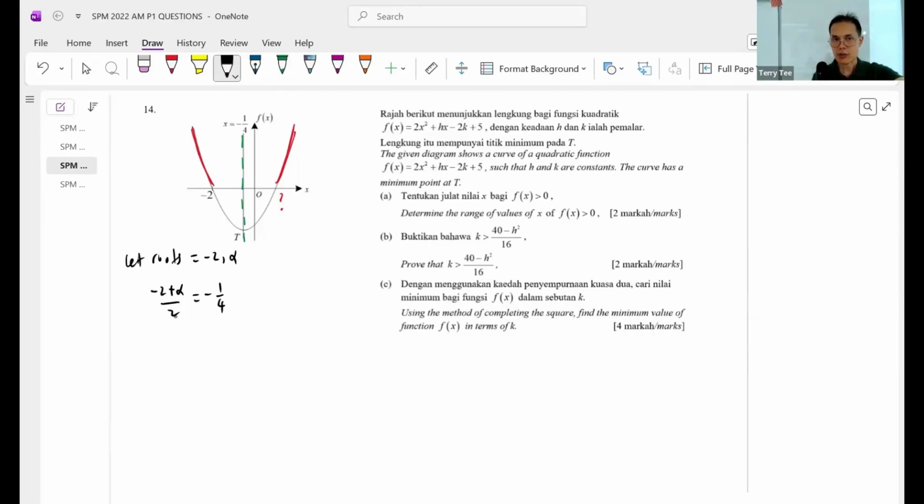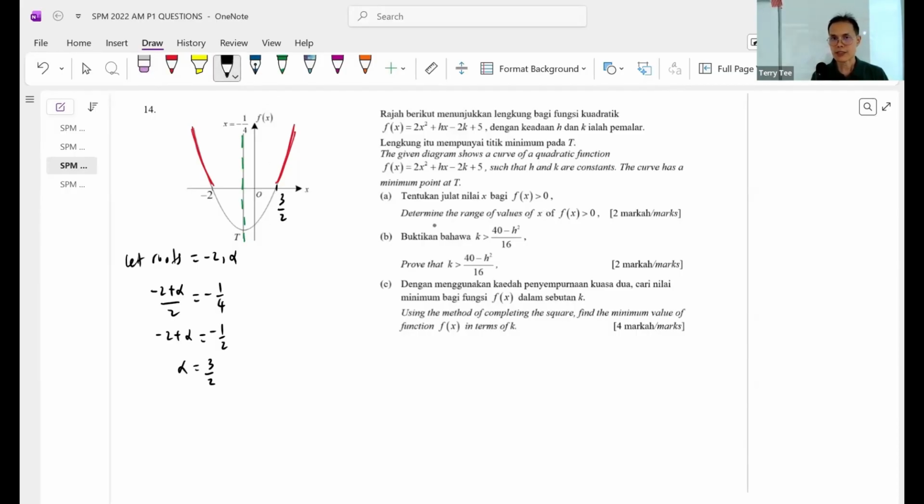We can solve for alpha, right? So I times 2 over: minus 2 plus alpha is negative half. 2 minus half alpha is 3 over 2. So it's important that you find this, your alpha, first. Your alpha is 3 over 2.